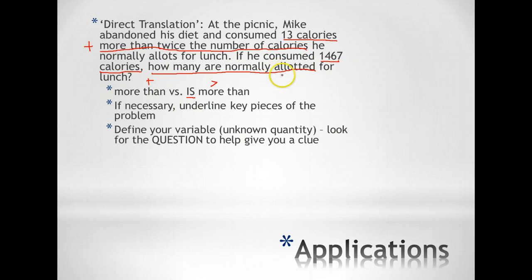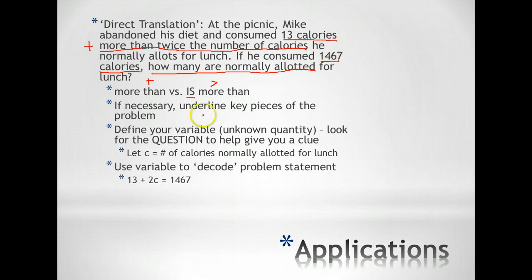Now we want to define our variable, and the question helps us. I'm going to let C be the normally allotted number of calories. And so I go back up here to this 13 calories more than twice the number of normal calories, and I write that out. 13 more than, so 13 plus twice the number, 2C, and that is equal to how many calories he consumed, 1,467. So then I go ahead and I solve that problem. I subtract 13 from both sides. I get 2C equals 1454. I divide both sides by 2.